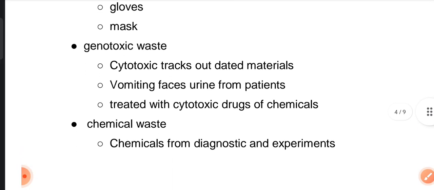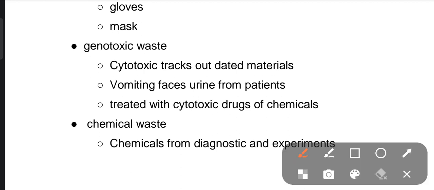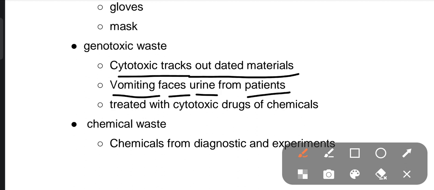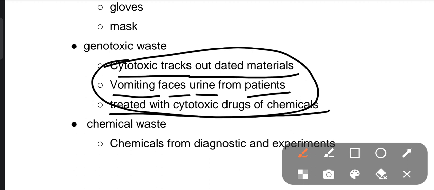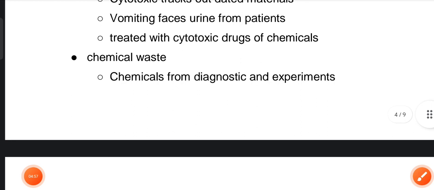So the next one is the genotoxic waste. Genotoxic is nothing but the study of genes. During the examination of the genes there may be a risk of spreading pathogens. Those are cytotoxic, dead body materials, and vomiting, feces, urine from the patients treated with cytotoxic drugs or chemicals. So these come under the genotoxic, which is nothing but the examination of genes, DNA, RNA, like that.